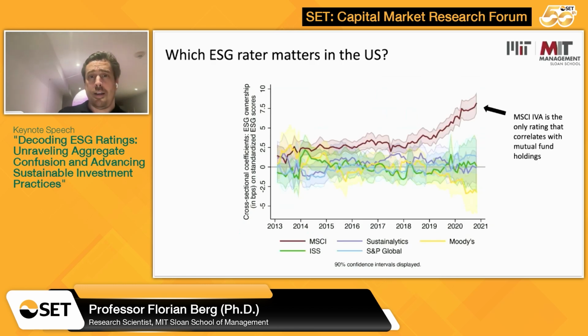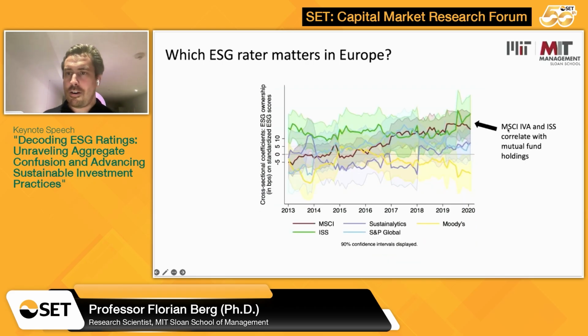So which raters actually matter in the US? Unfortunately, I don't have any data on the Thai market, but in the US, it's clearly MSCI. We correlated stock holdings of all ESG mutual funds with the ESG ratings, and we see it's basically MSCI. And the correlation with fund holdings is getting stronger and stronger. In Europe, the picture is a little bit different. It's also MSCI that's slowly taking over, but you also have ISS, the green one here, that's fairly strong.